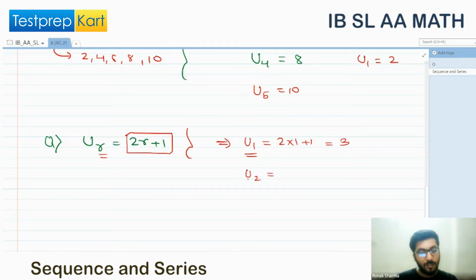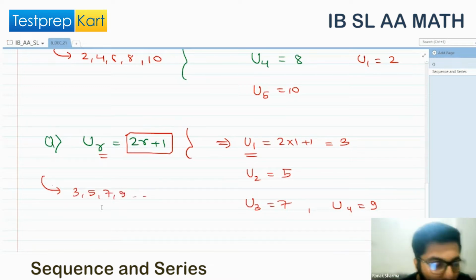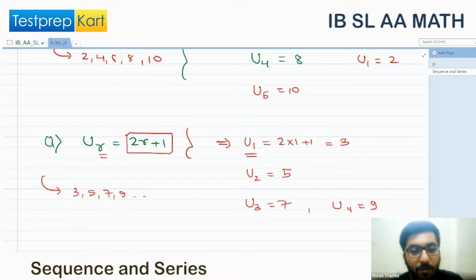Similarly, U2 will be 2 times 2 plus 1. It will be 5, right? Similarly, U3 will be 7, U4 will be 9. So we have got the sequence 3, 5, 7, 9, and it can go on, till wherever you want to go.